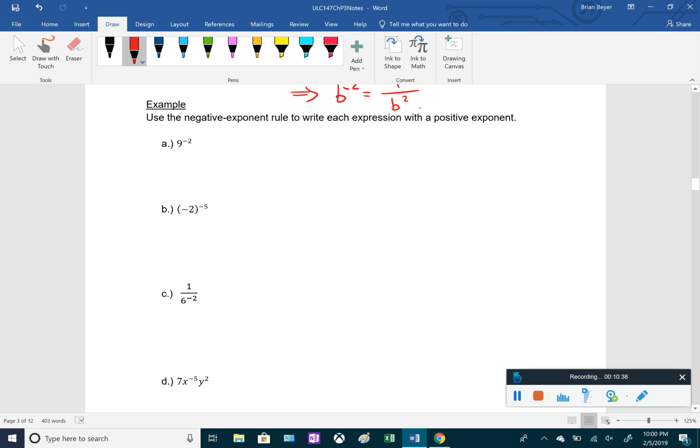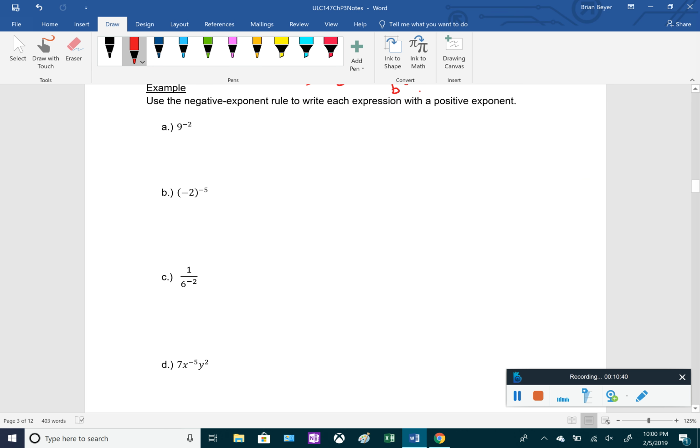Okay, so let's do some examples. Let's write all of these expressions that have negative exponents with positive ones using that rule. So 9 to the negative 2, that's 1 over 9 to the positive 2. So don't make the mistake of negating the number. That's a pretty common mistake, so just don't do that.